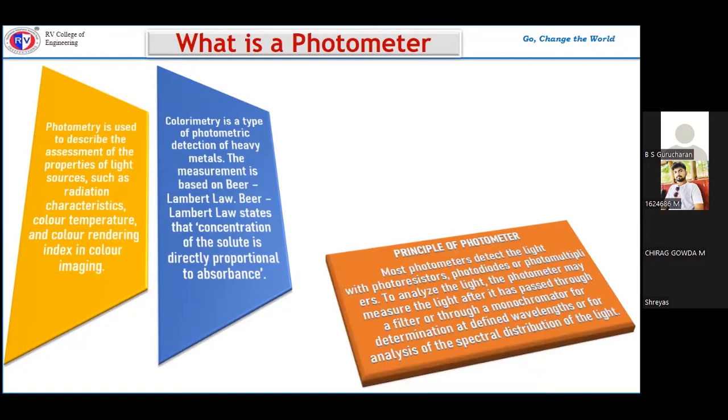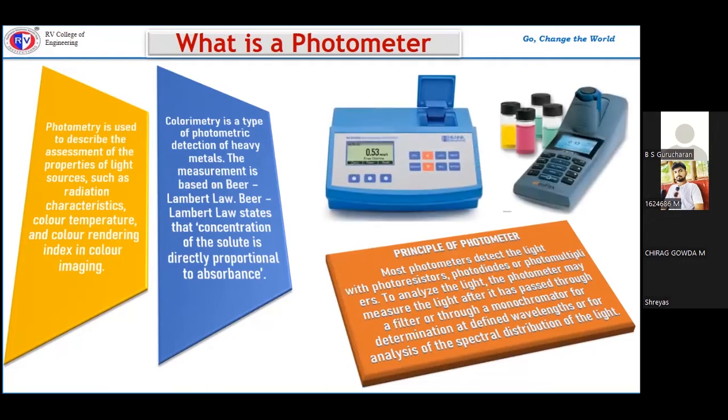Principle of photometer. Most photometers detect light with photoresistors, photodiodes or photomultipliers. To analyze the light, the photometers may measure the light after it has passed through a filter or a monochromator for the determination of a defined wavelength, or for the analysis of the spectral distribution of the light. These are some images of the photometers or colorimeters that are available in the market.